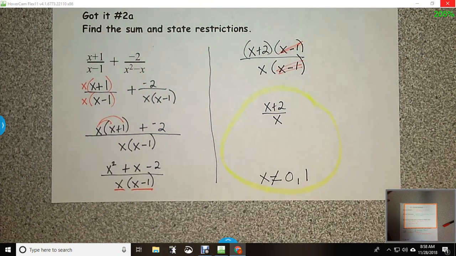Okay, that's it for addition. In the next video, we'll tackle subtraction.